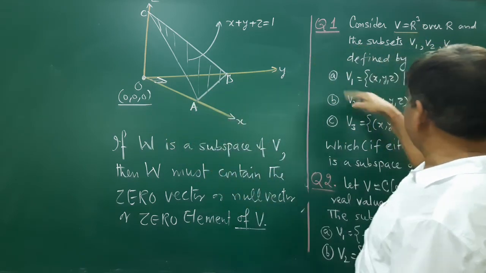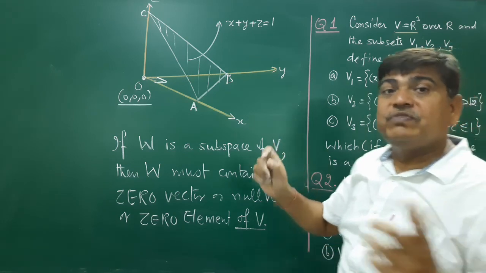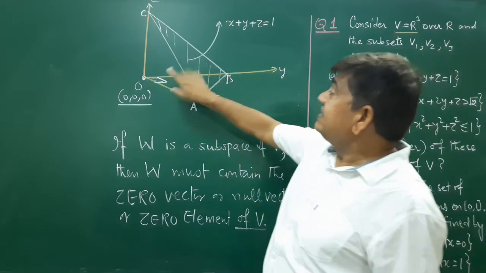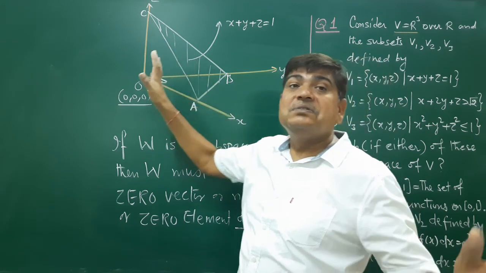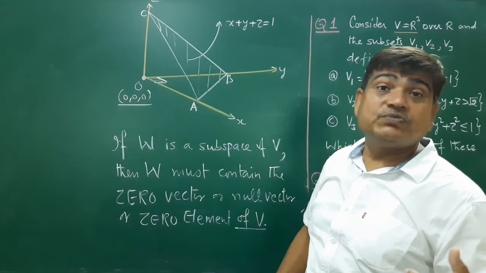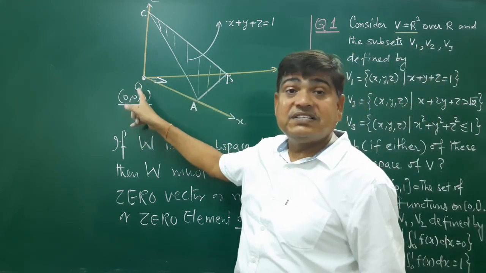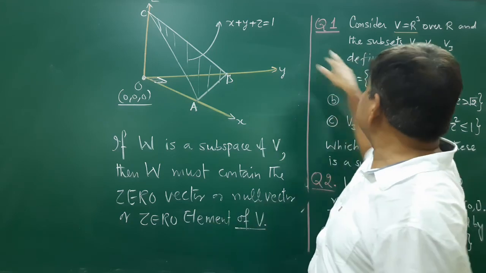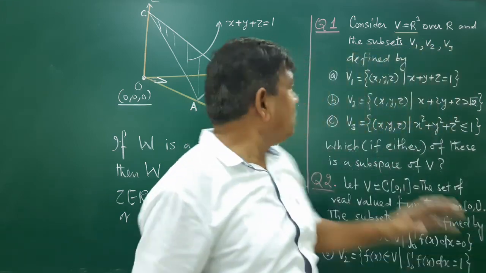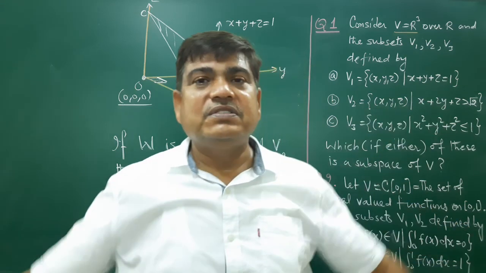So if this V1 is a subspace, then it must contain the zero vector, and this point is not lying on this plane. If we consider 0, 0, 0, then it is not satisfied by this condition. That means this does not contain the origin. Hence, this is not a subspace. So looking at this, immediately you can find the answer. Yes, this is not a subspace.